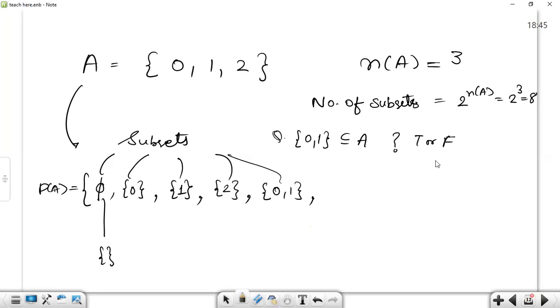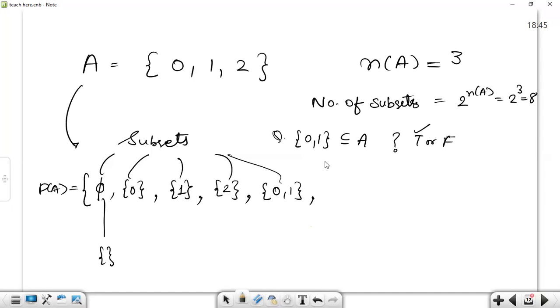True, sir. Okay, it is true. Why? Because 0 1 is a subset of set A. Why? Because 0 as an element is present there, and 1 is also present in the set A. That's why it is a subset of set A. Understood?